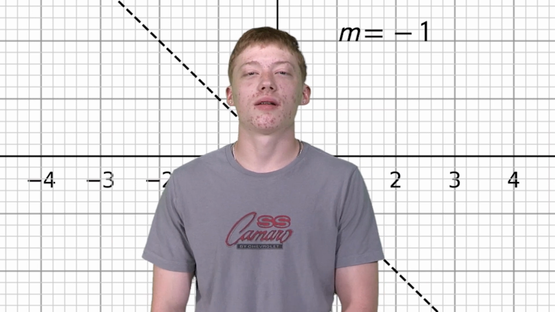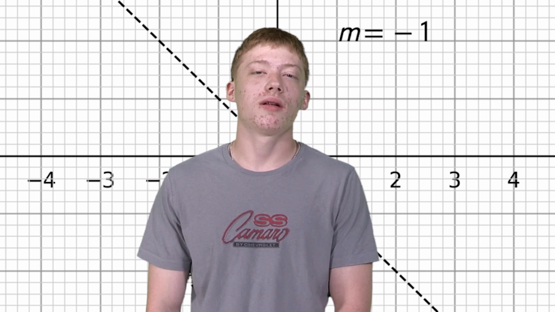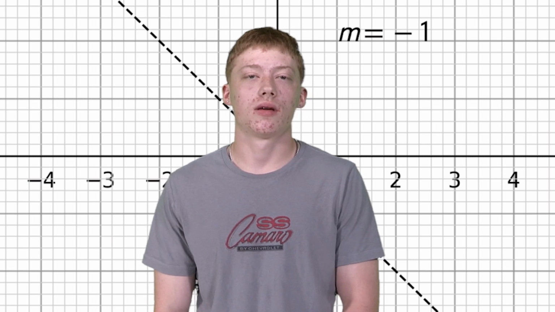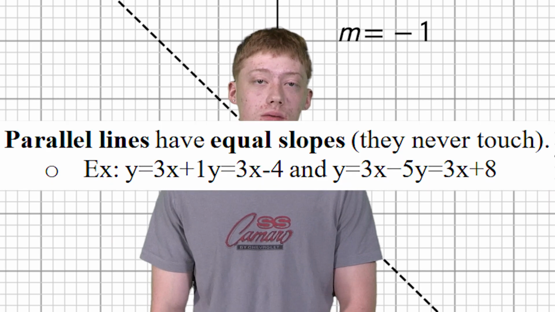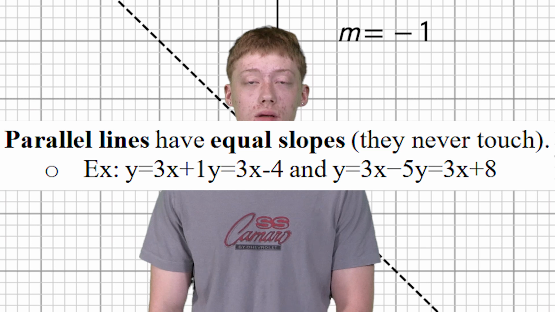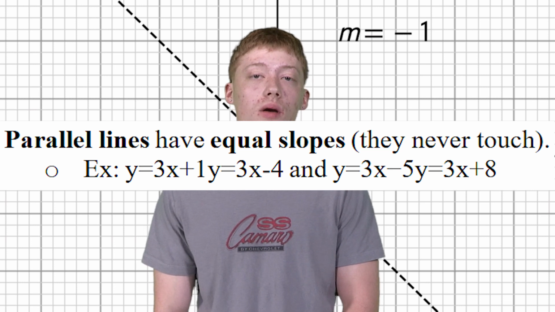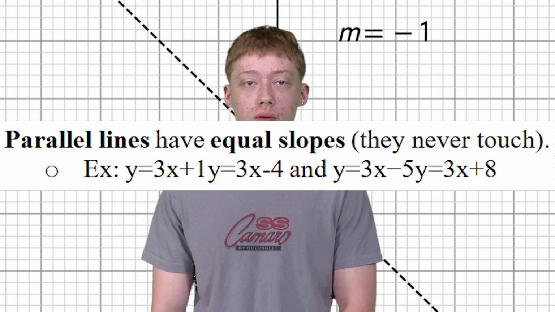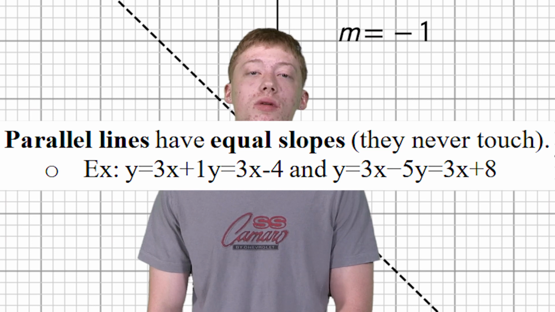Today we're going to be learning about parallel lines and perpendicular lines. Parallel lines have equal slopes, meaning they never touch. For example, y equals 3x plus 1 is parallel to y equals 3x minus 4. And y equals 3x minus 5 is parallel to y equals 3x plus 8.